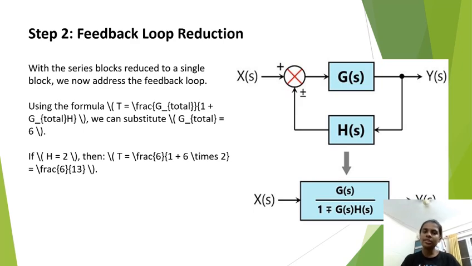Feedback loop reduction: consider the diagram where G(S) is the forward path gain and H(S) is the feedback path gain. For a positive feedback path, the transfer function is given as G(S) / (1 - G(S)H(S)). For a negative feedback path, the transfer function is given as G(S) / (1 + G(S)H(S)). Like that, the forward path gain and feedback path gain are reduced into a transfer function.